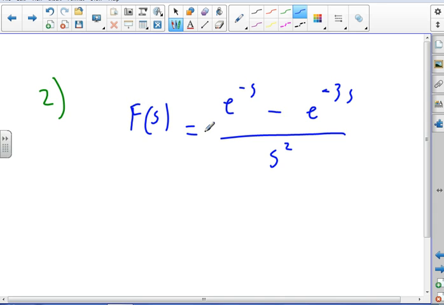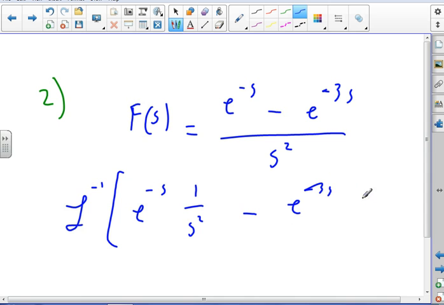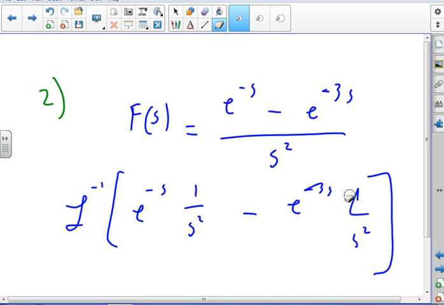Okay, so go back to theorem number 1. The inverse Laplace transform of e to the minus s, 1 over s squared, minus e to the minus 3s, 1 over s squared. Okay, so I've rewritten the problem using my glorious 9th grade algebra skills.